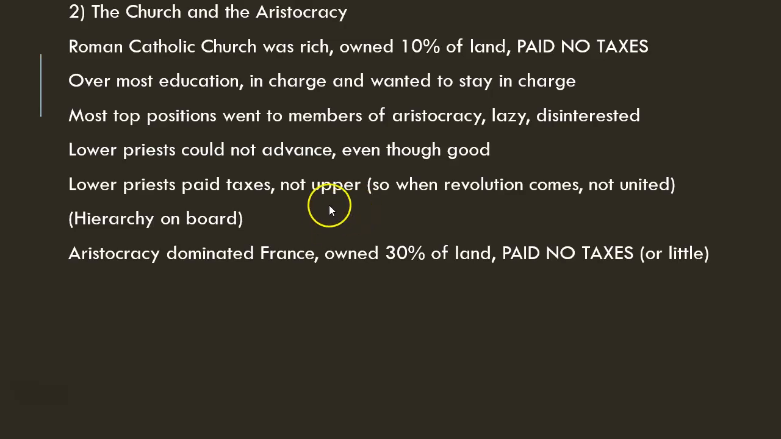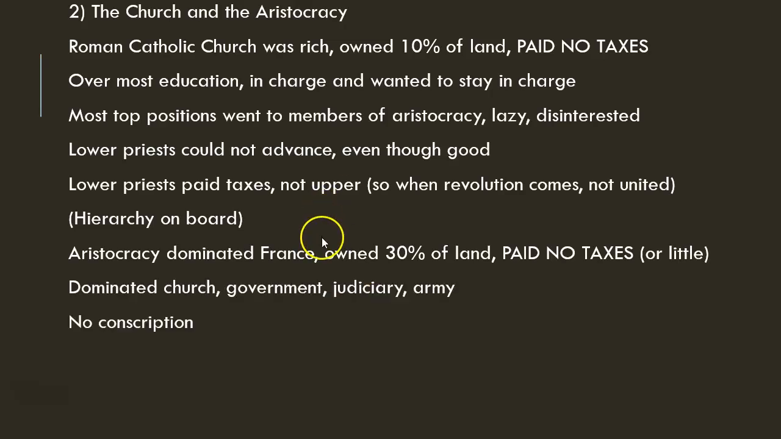The aristocracy dominated France, owned 30% of the land, and paid no taxes. Now, here's what I want you to notice. If you look up at the top, the Roman Catholic Church owned 10% of the land. The aristocracy, the nobility, owned 30%, and they paid no taxes. That's the first estate and the second estate. The third estate is everybody else.